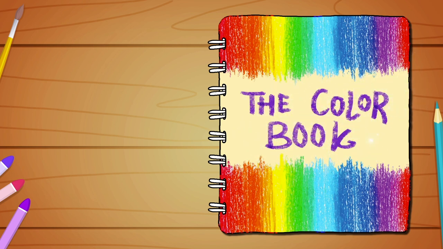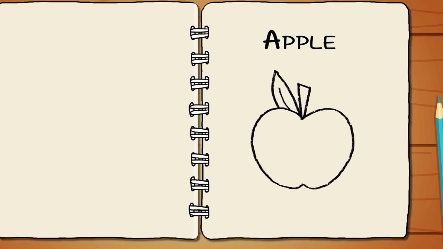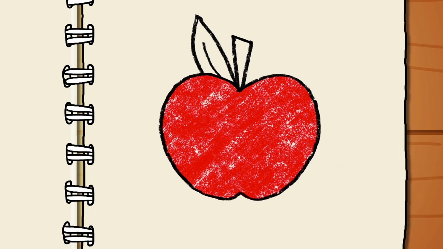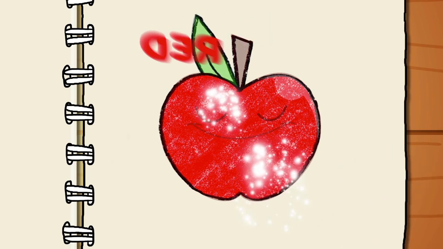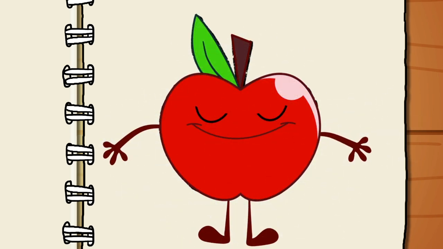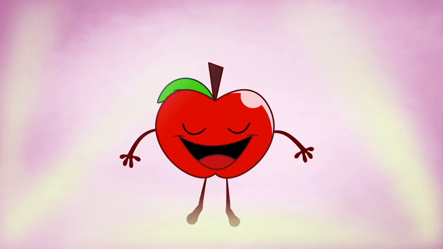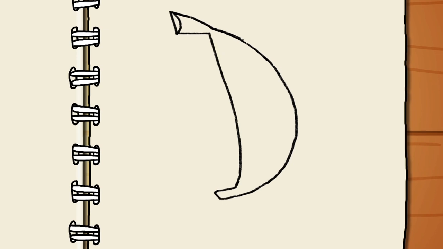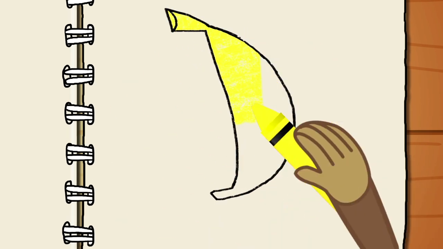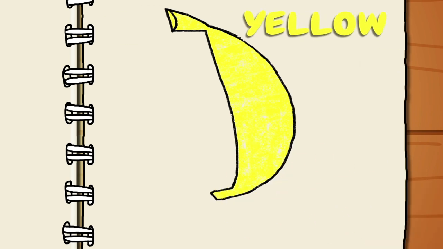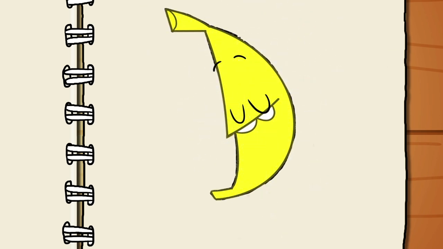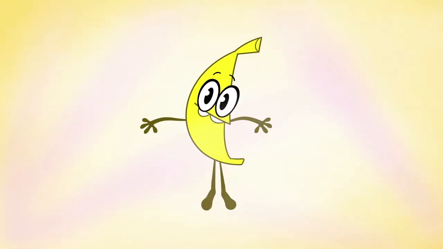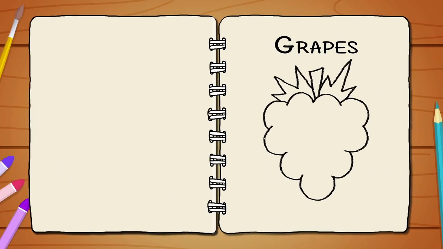The color book. Let's color in. An apple. Red. Like bananas. Yellow. One cute banana. Next, grapes.